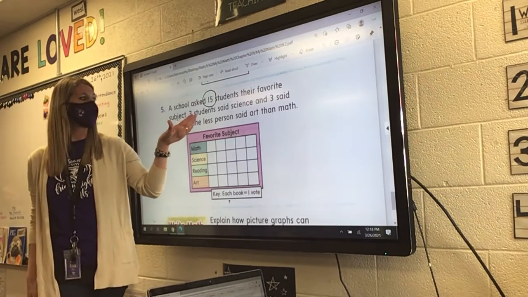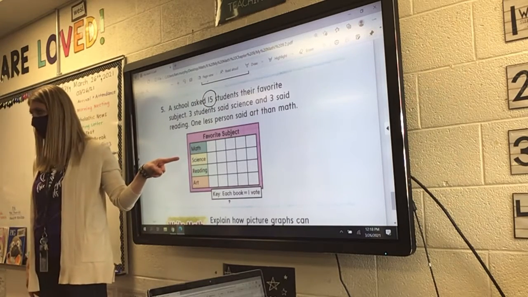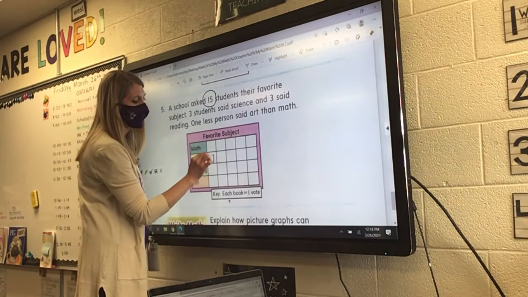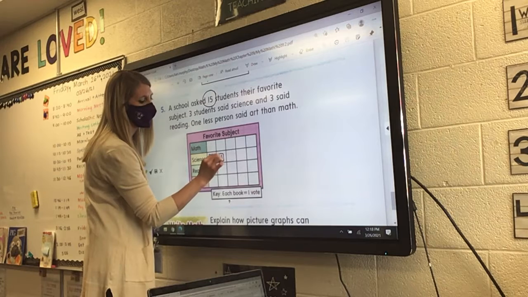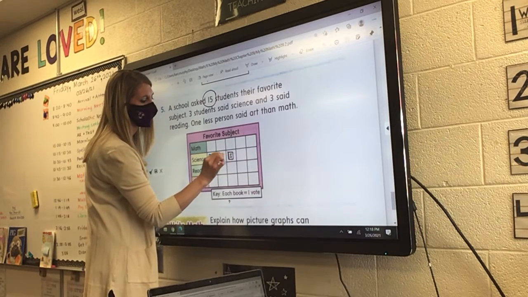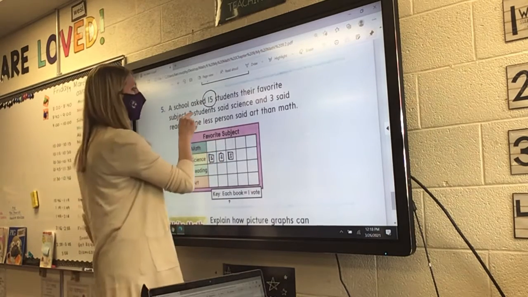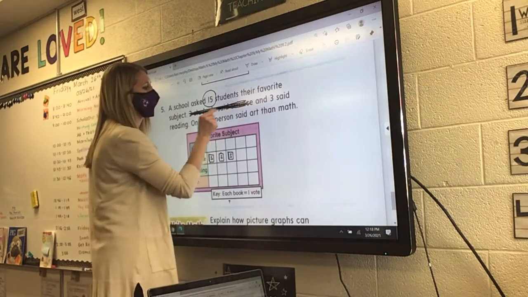So, 3 students said science. So find science. It's the yellow one. And we're going to draw 3 books for science. You can put an S for science if you want to, or you can draw a bottle, or you can just make a square for a book. Miss Murphy, I just wrote a paper. That works, but it should be more of a book because the key says a book.